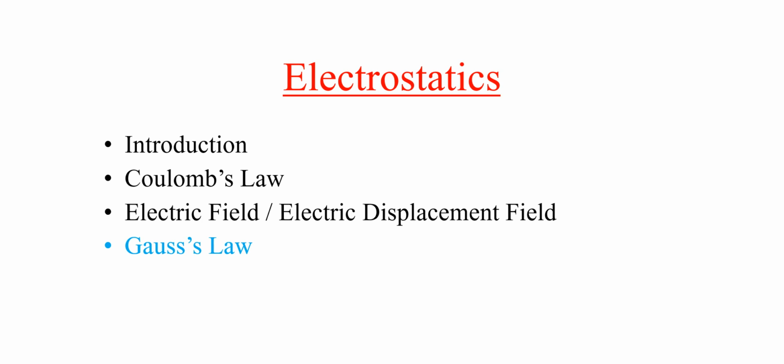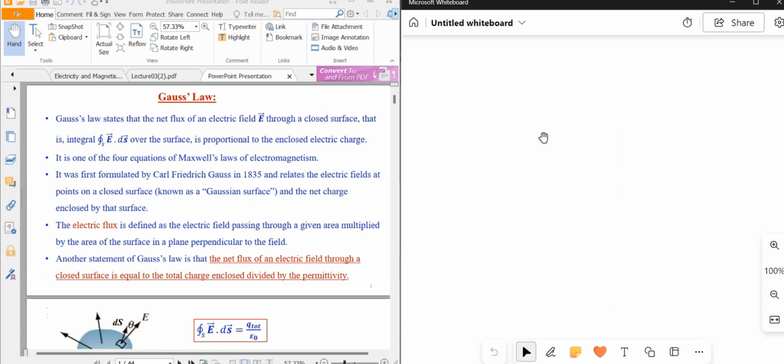So in our first lecture, we went through a basic introduction about electrostatics, Coulomb's law, then about electric field and electric displacement field. So in this lecture, we are going to discuss Gauss law. Gauss law states that the net flux of an electric field E through a closed surface, that is the integral of the electric field through the surface, is proportional to the enclosed electric charge.